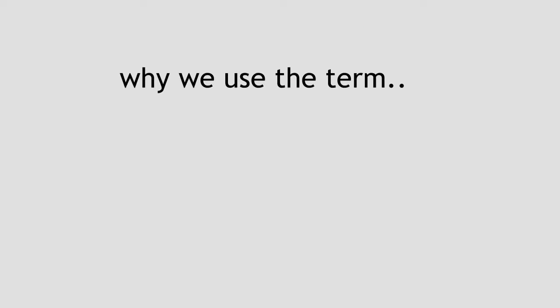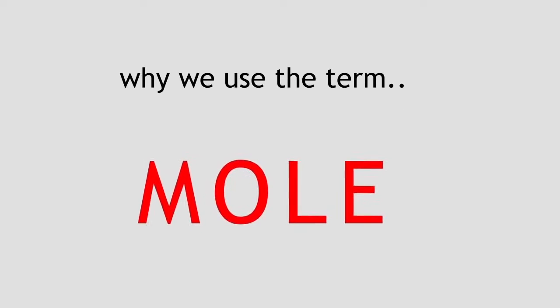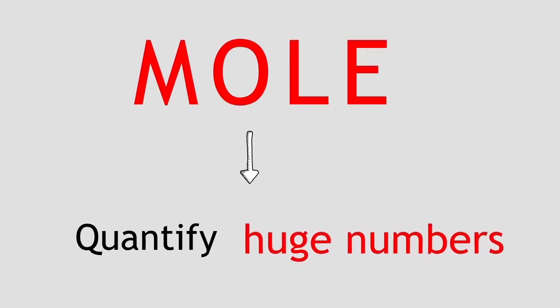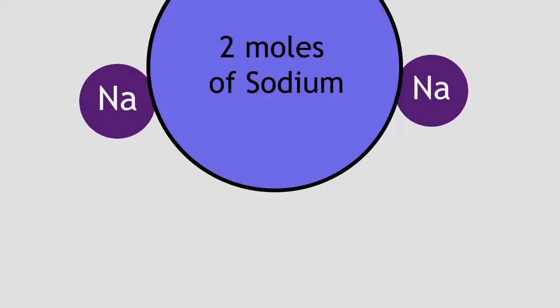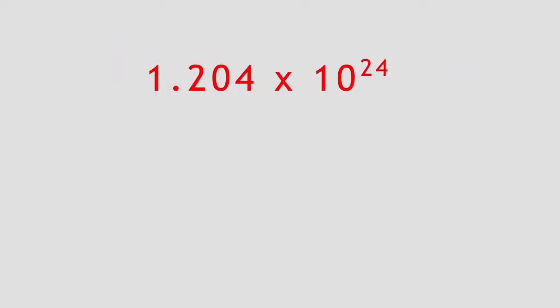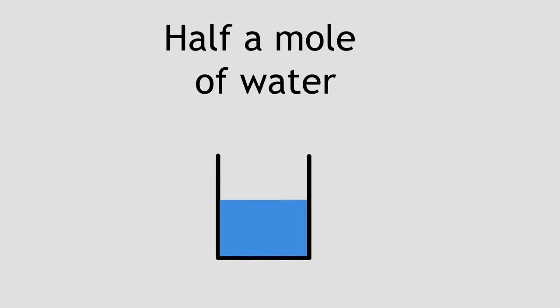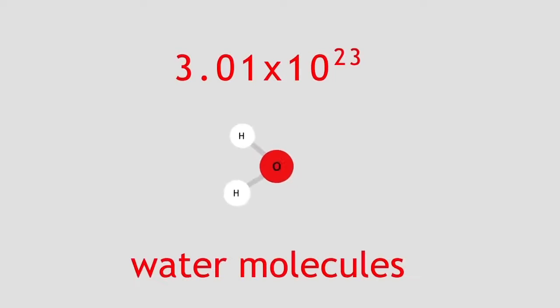Now you can see why we use the term mole. It's just a convenient way to quantify huge numbers. It's much easier to talk about 2 moles of sodium rather than 1.204 × 10^24 atoms of sodium. And it is much easier to talk about half a mole of water rather than 3.01 × 10^23 water molecules.